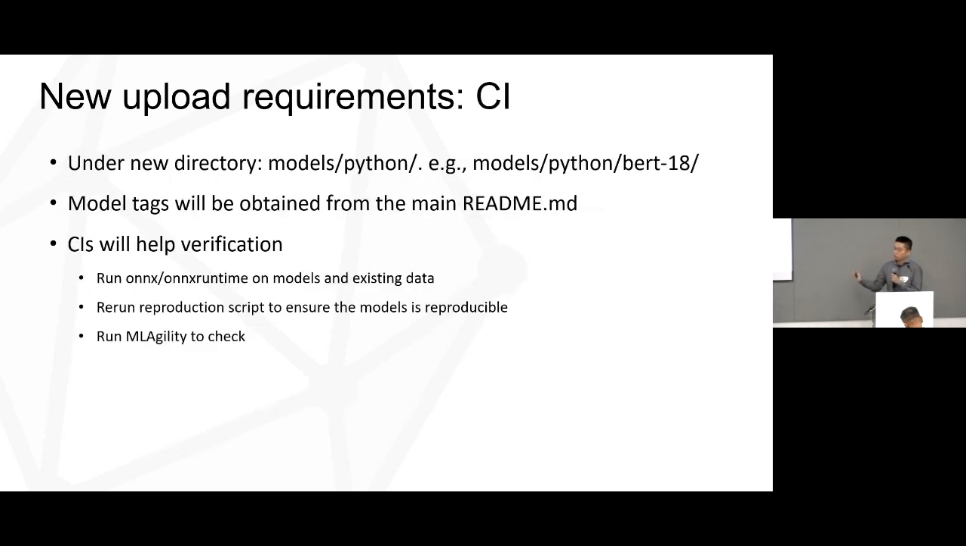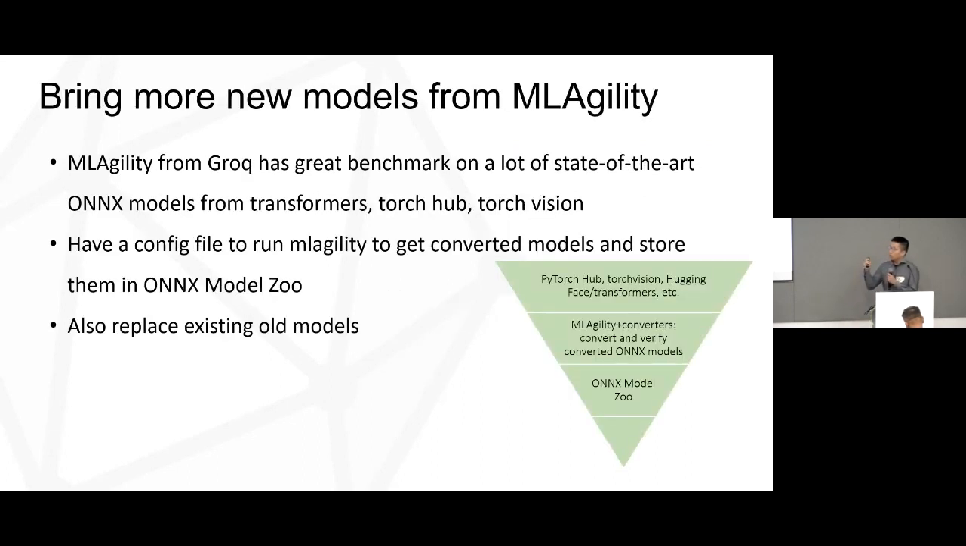In ONNX Model Zoo's repo, we will have a CI to help verify that the model is reproducible with that script. We will also run ML Agility with those models to ensure that such a model is valid, and also use ONNX and ONNX Runtime to check that. We also mentioned this in Krishna's presentation, but I just want to highlight that we will bring more new models from ML Agility. We will fetch the models from Torch Hub, Torch Vision, Hugging Face, and Transformers, and then store the converted models in the ONNX Model Zoo for users to use.